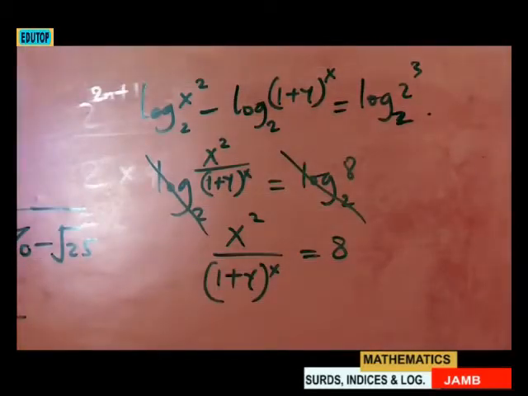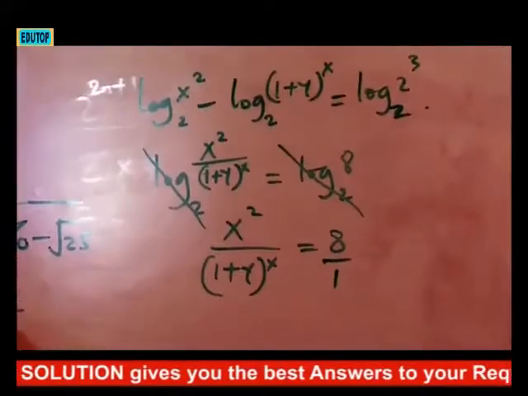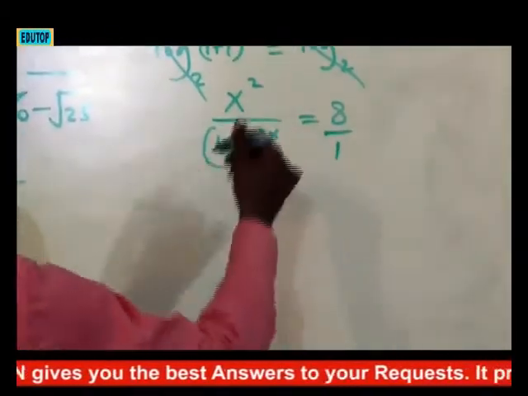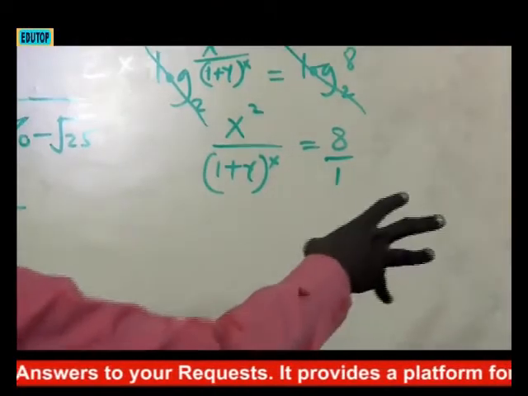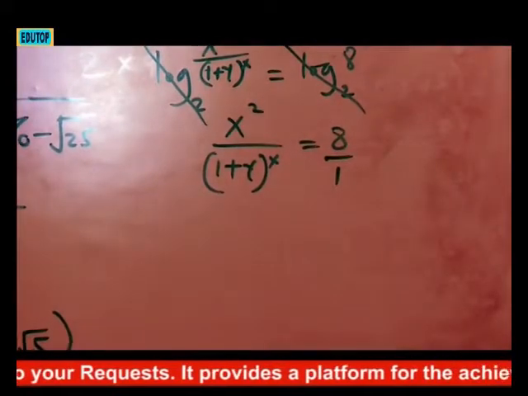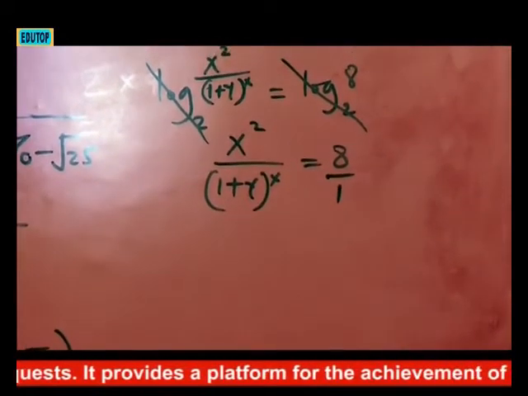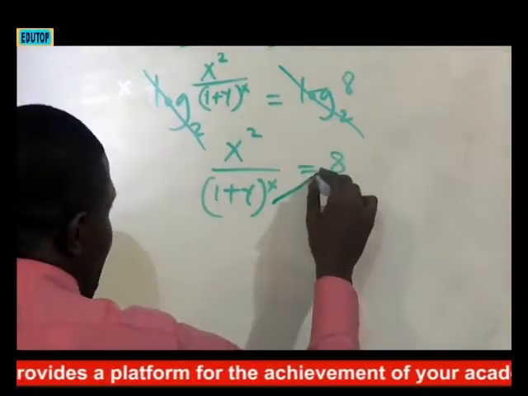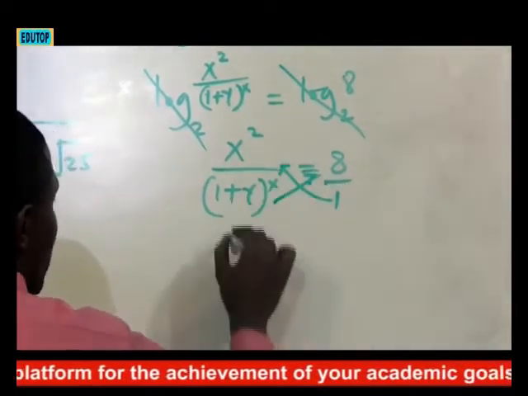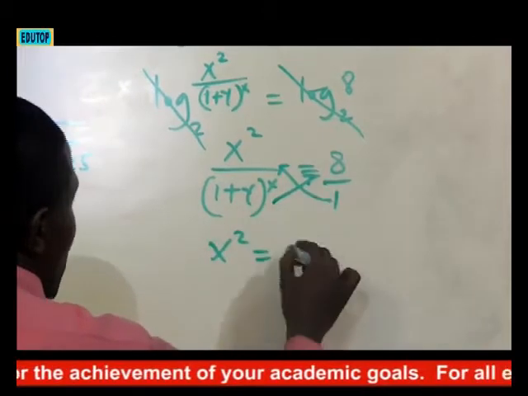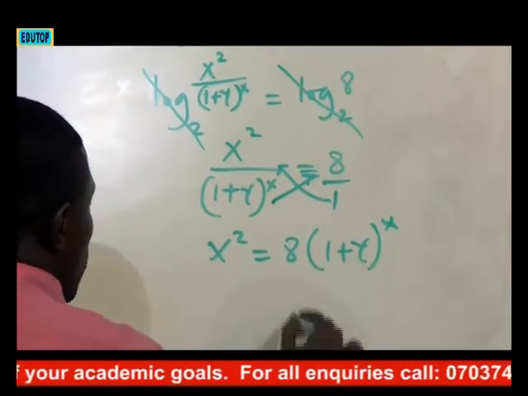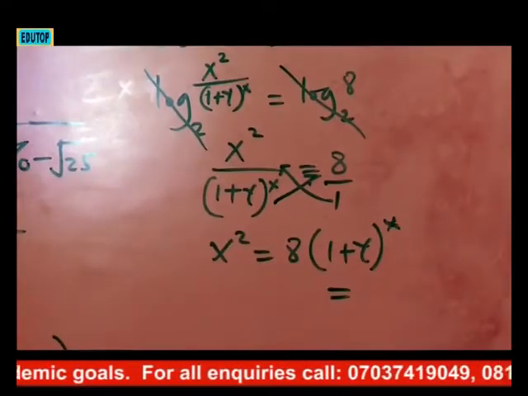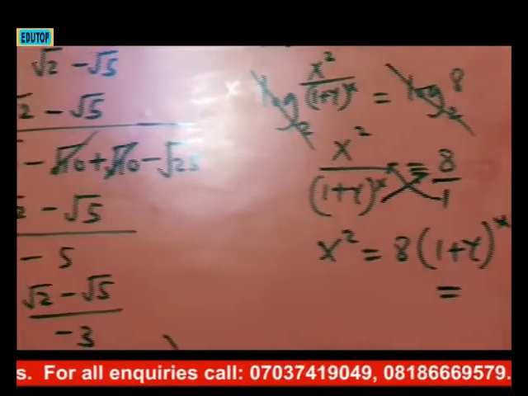As I'm solving it, I'm checking my options, because it's not only about solving it, you must be able to pick the right option. So that is why I'm looking at my options as I solve. Let me cross multiply. So 1 times x squared, then this times this will be 8 into 1 plus y raised to the power x. If you look at your options, let's see the one that suits this answer that I have. Option A, no.